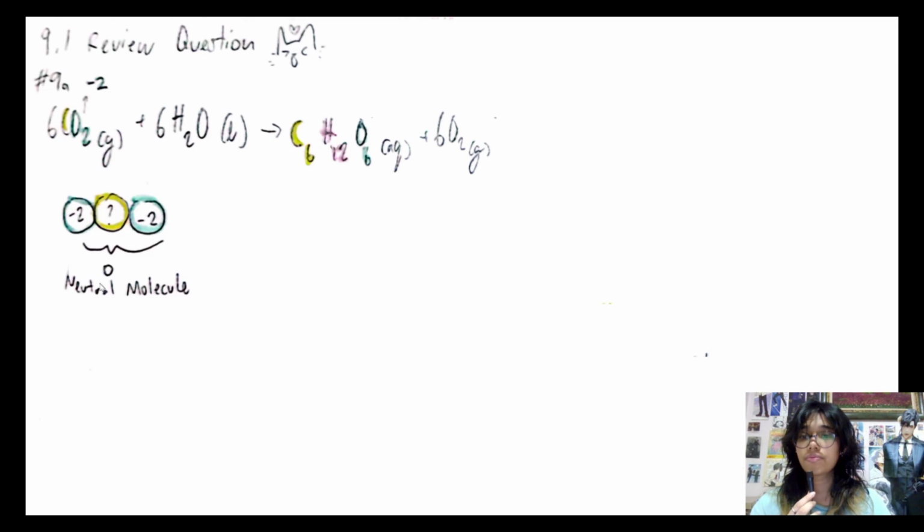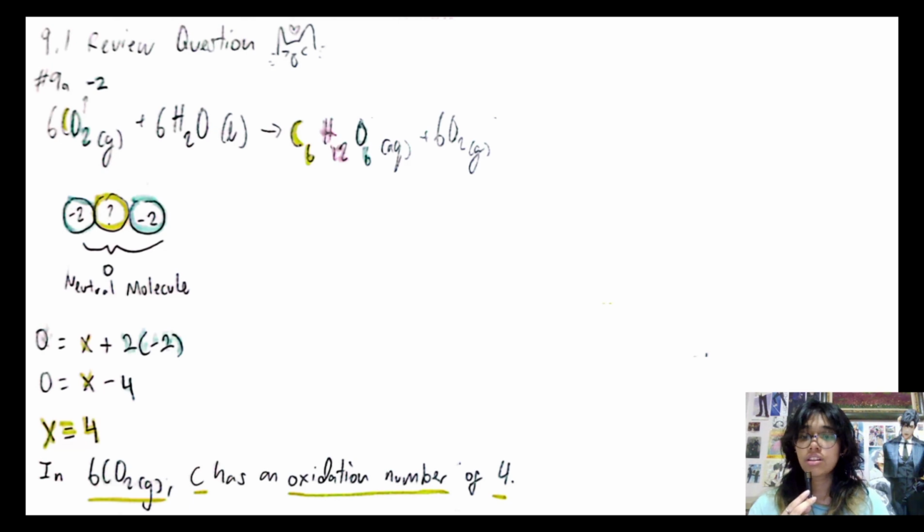So now we can write the equation for this. X will be carbon because that's what we're finding out. And over here we have 2 times -2, -2 being the oxidation number of oxygen and 2 being the 2 oxygens. So we can just solve this. 2 multiplied by -2 is -4, and once you arrange this, it becomes X equals 4. So this means that in CO2, carbon has an oxidation number of 4.